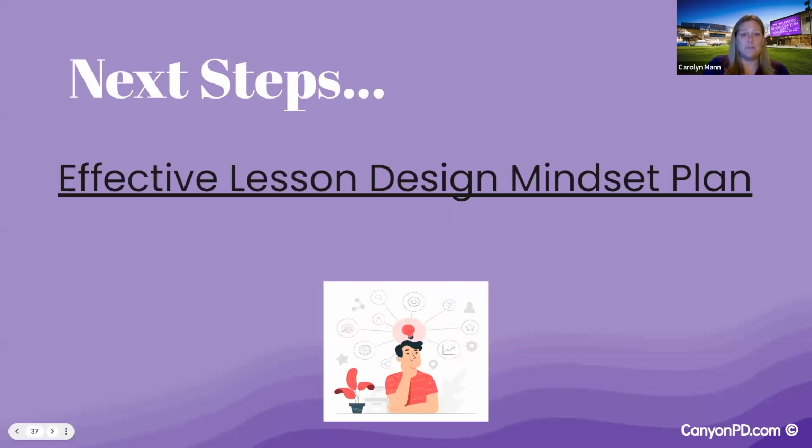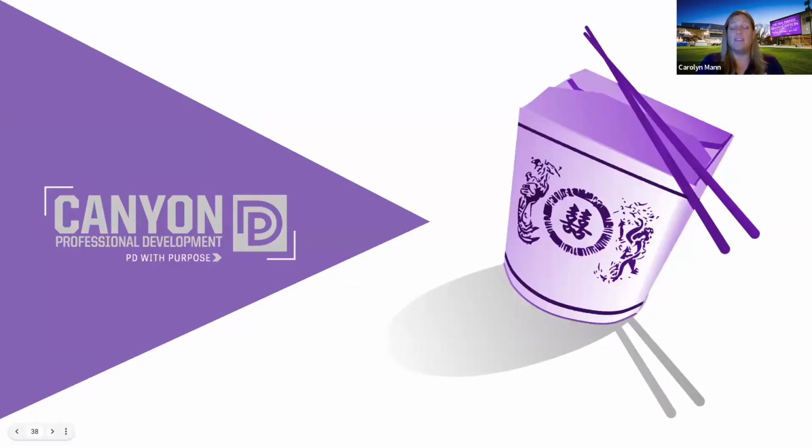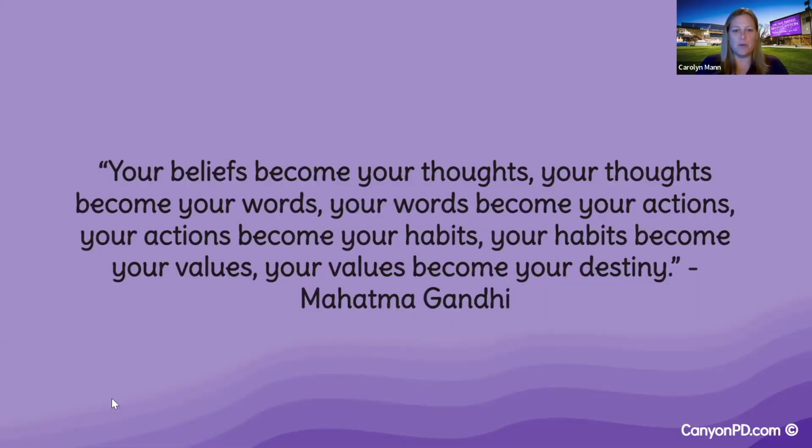Your next step is going to be to think about effective lesson design and your mindset right now. I have created a document that will allow you to write down your current ideas in regard to lesson planning, and then to reevaluate them and to see what tweaks you could make to better meet the needs of all students in the classroom. To end our session, we're going to look at this quote by Gandhi. Sometimes it's hard to change things we've been doing for a very long time, but it's definitely possible. And it is so valuable when we're trying to meet the needs of students and learners at a variety of different levels.